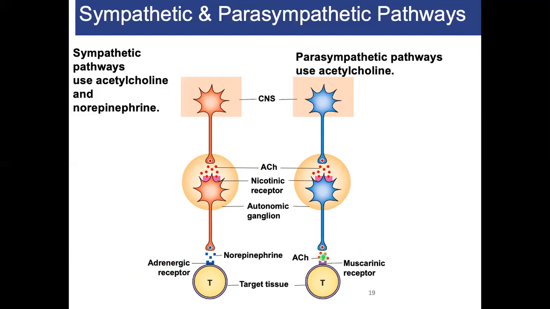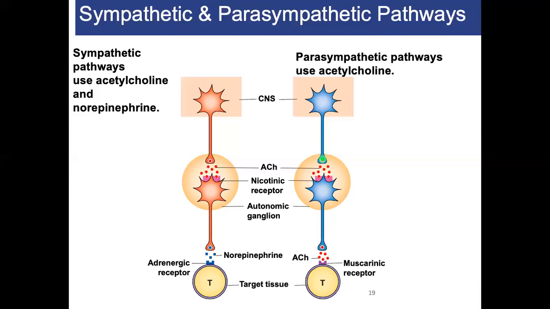Acetylcholine binds to muscarinic receptors. Now notice it's called muscarinic receptors because it binds a toxic chemical called muscarine that is secreted from what's found in some mushrooms. And so it preferentially binds the muscarine, and so it's called a muscarinic receptor.